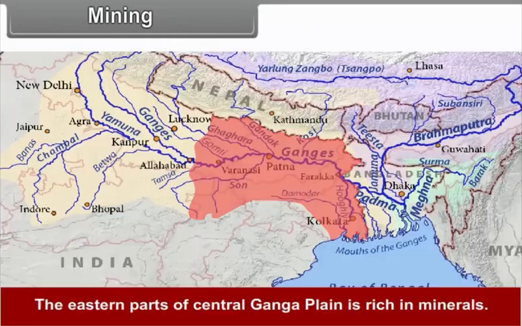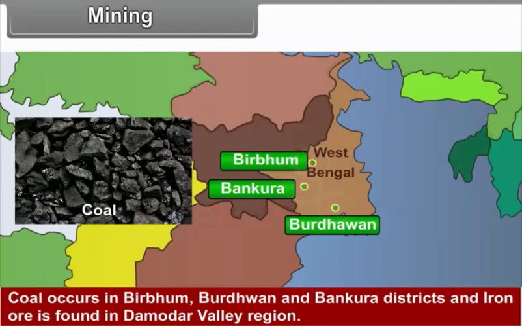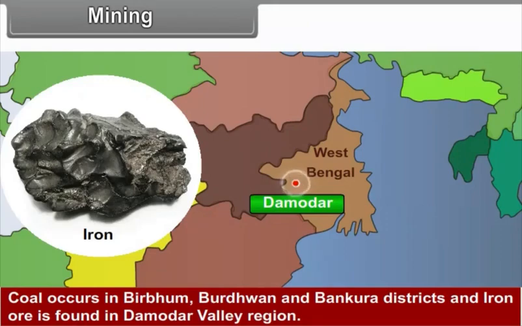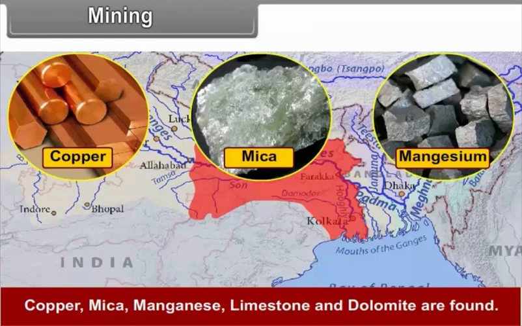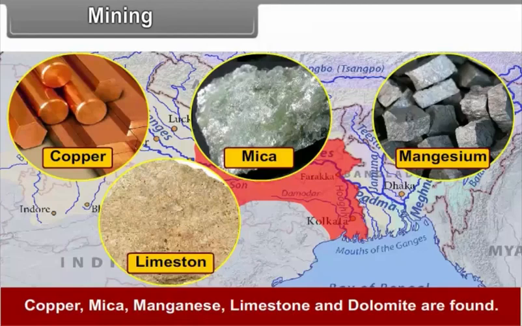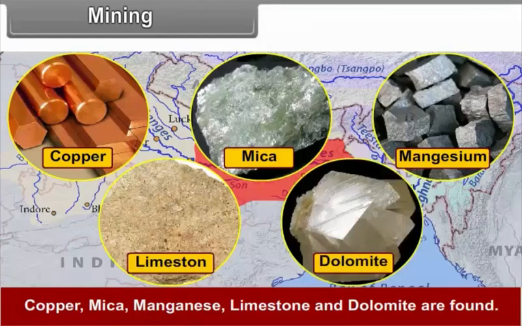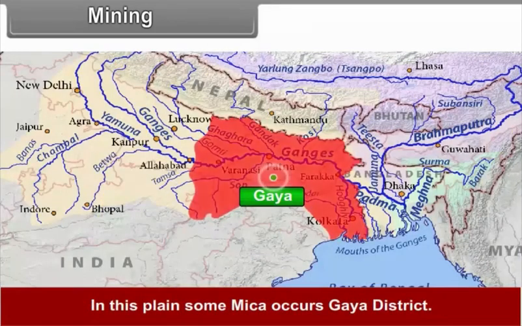Mining. The eastern parts of the Ganga plain are rich in minerals. Coal occurs in Birbhum, Burdwan and Bankura districts, and iron ore is found in the Damodar Valley region. Copper, mica, manganese, limestone, and dolomite are found. In this plain, some mica occurs in Gaya district.